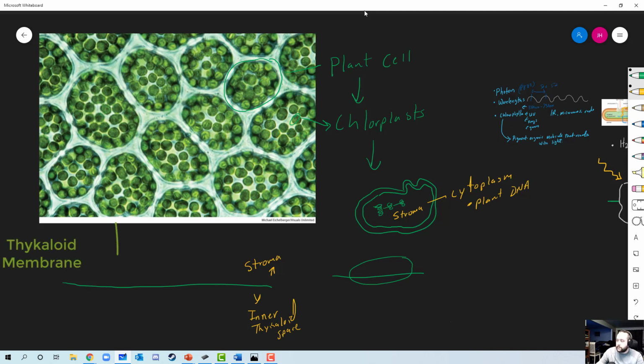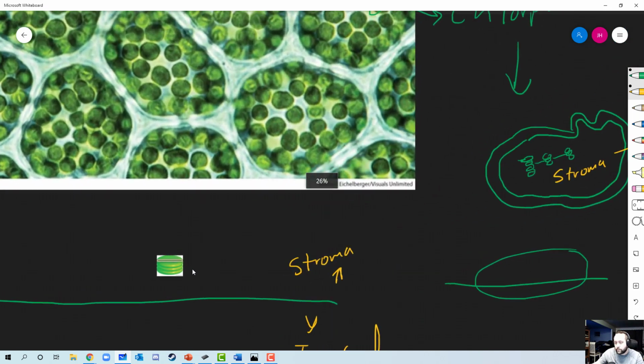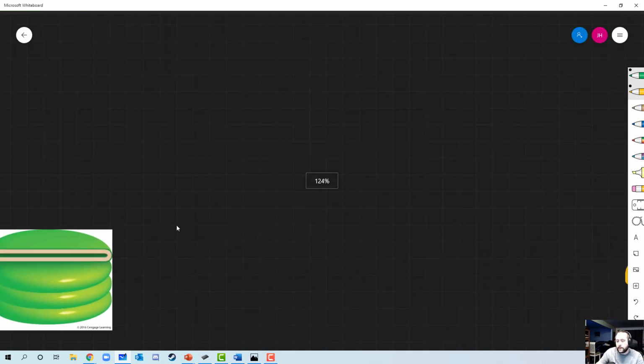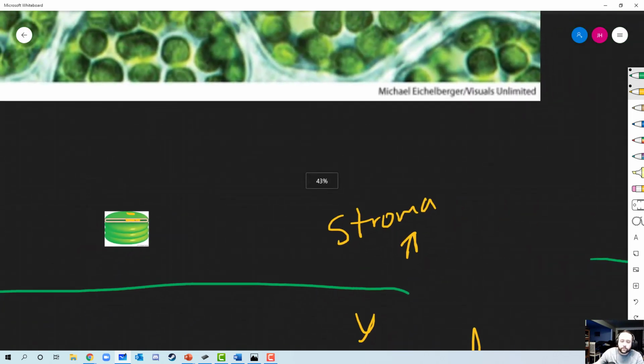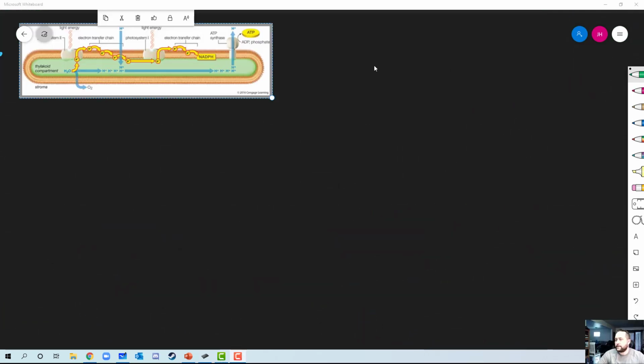Let me show you a picture of what it's going to look like up close. This is what I'm talking about here. This would be stroma area, and this would be inner thylakoid here. So this is where photosynthesis takes place. This is where we're going to be studying this section of the course here.